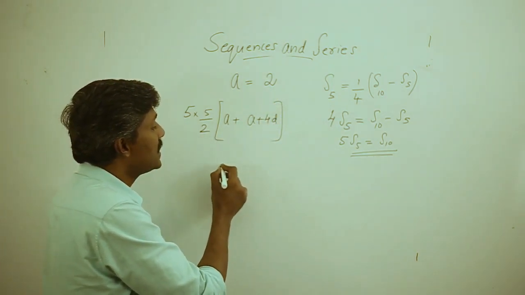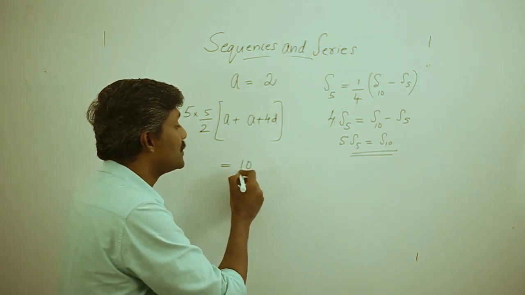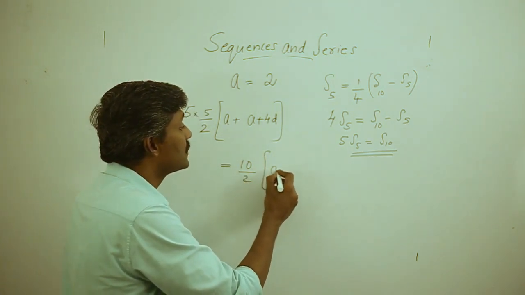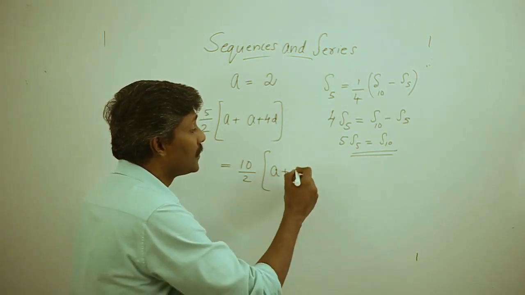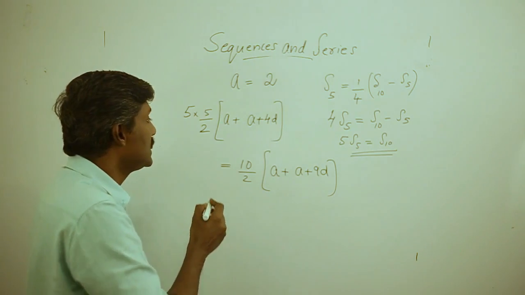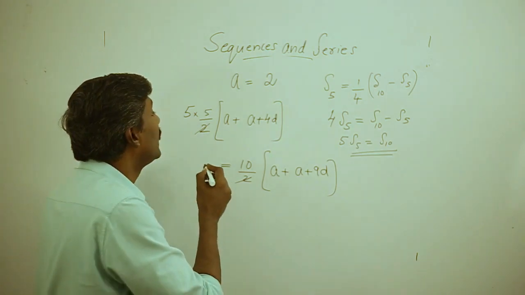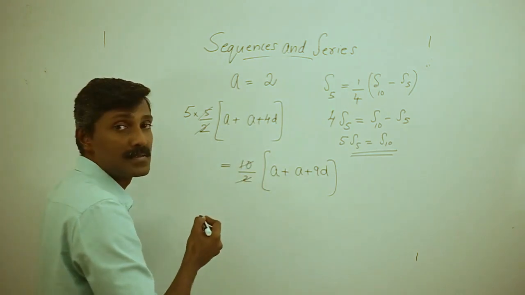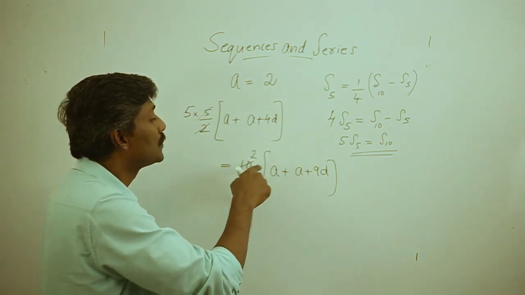Now, this is equal to S10, which is nothing but the sum of the first 10 terms. That is 10 by 2 into the first term plus the 10th term, right? Again, the first term is A, and what is the 10th term of an AP? It is A plus 9D. Okay, so A plus 9D. Now, these two get cancelled on both sides, and I can cut this 5 and 10 also. So 5 and 10 get cancelled. I can write 2 here, alright? So what remains is 5 times this is equal to 2 times this.